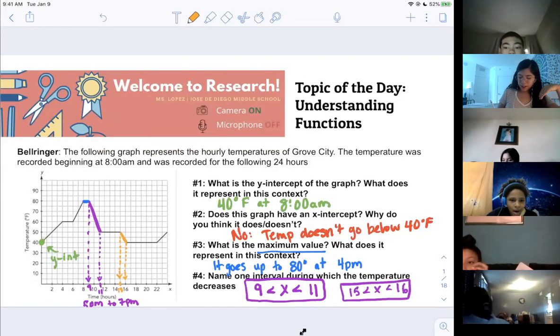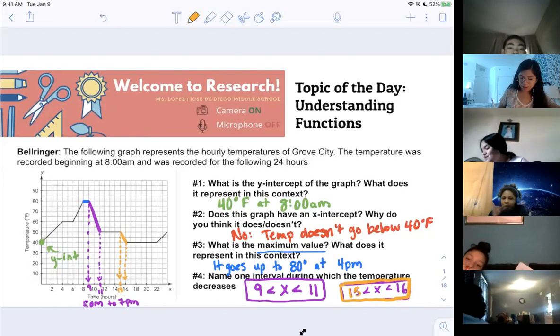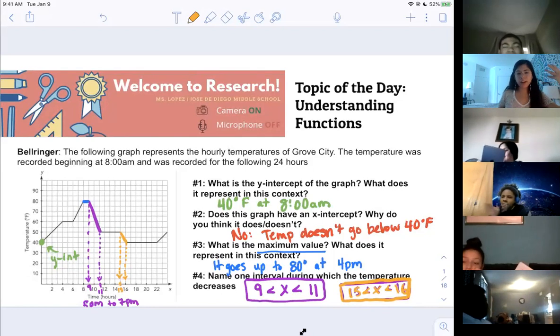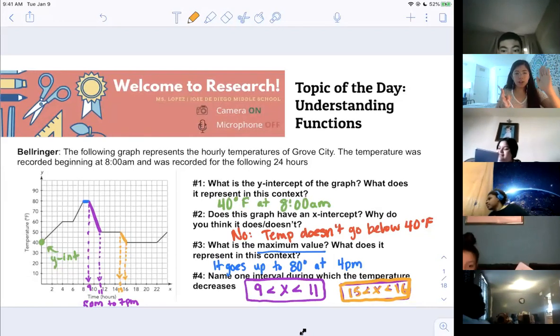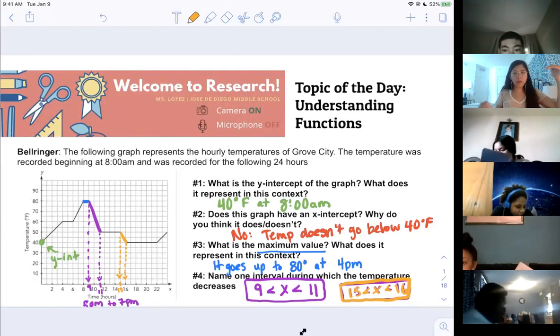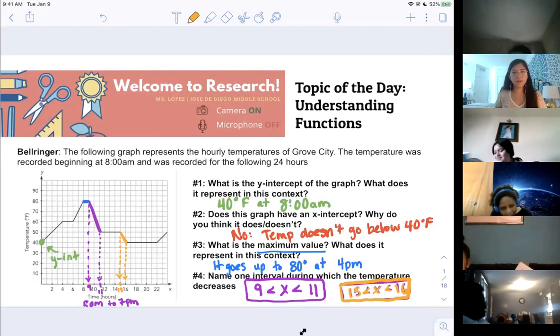And the reason I write it this way is because that's simply how we write inequalities. Since I know it's dropping from the 15 to the 16, I have to write 15 less than x less than 16. So I'm literally just writing it like the x is in between, because what I'm talking about is how much time. So I'm talking from 15 hours to 16 hours. Everything in between, that whole time, the temperature is dropping.